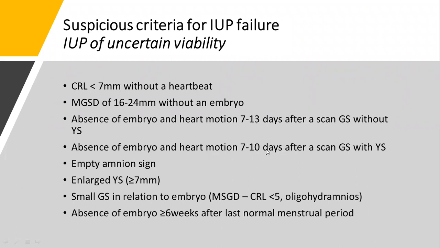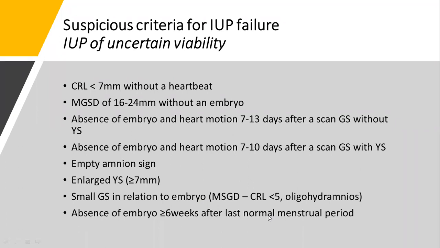The same happens when we see a yolk sac. Remember, we said after 11 days, we should be seeing an embryo. So we are still within the gray zone, which makes it difficult to ascertain viability for that pregnancy.